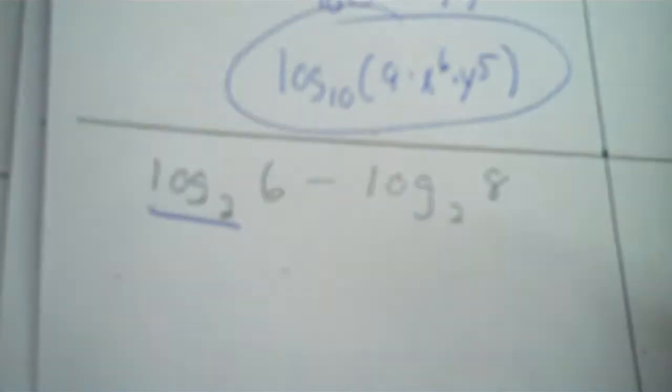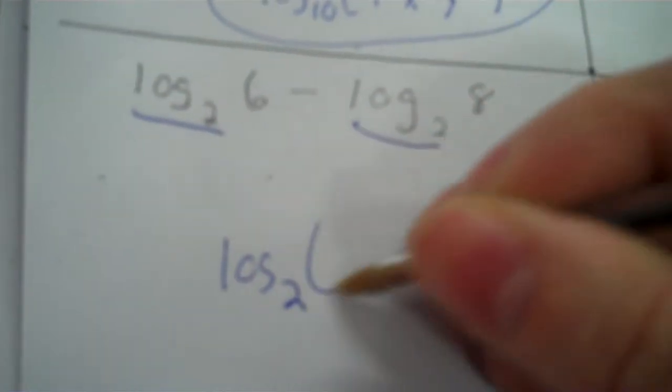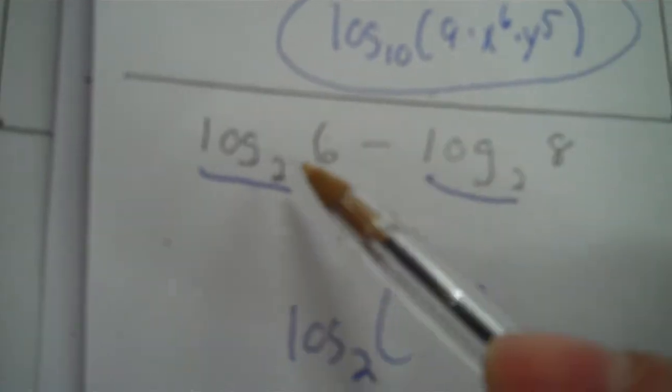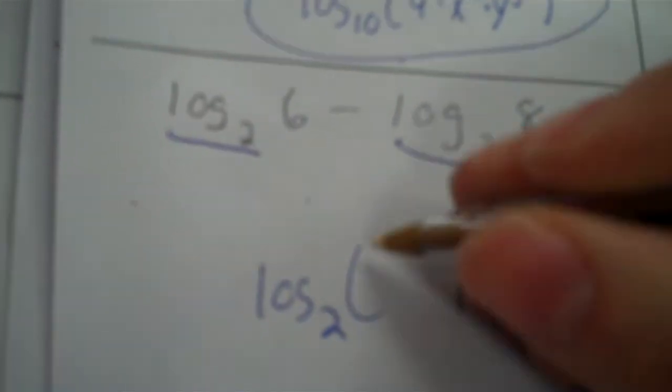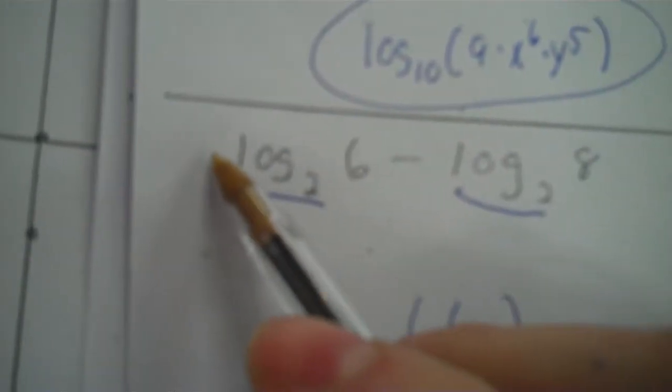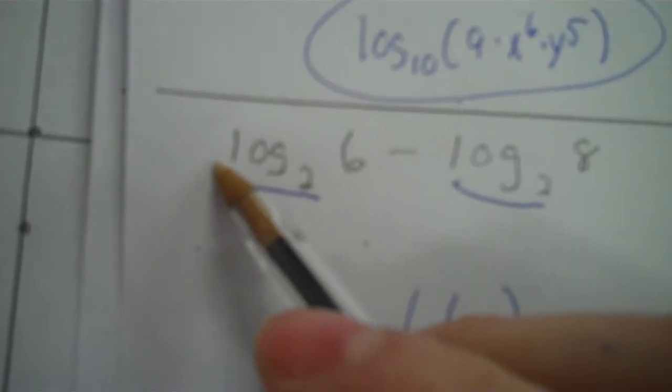Next one, now we have subtraction. So log base 2, log base 2. I write log base 2 just one time, and I make a parentheses. After the first log base 2, I have a 6. So I write 6 down. There's no power because there's no coefficient in front, like there was here.